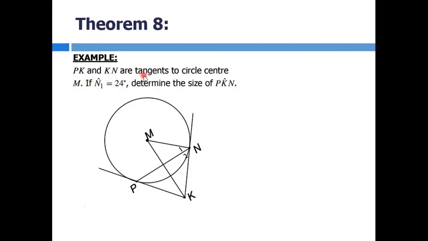It says PK and KN are tangents. So the minute you see the word tangents, think of everything that we've learned about tangents so far. We've learned that the tangent is going to be perpendicular to the radius, and we've learned about tangents from the same point. So we go to our diagram and we do have a radius there, so that could be useful. And we do have two tangents from the same point K. Okay, so that could be useful. So we could use both of them. So I'm going to remember both of them. And that's from the word tangents.